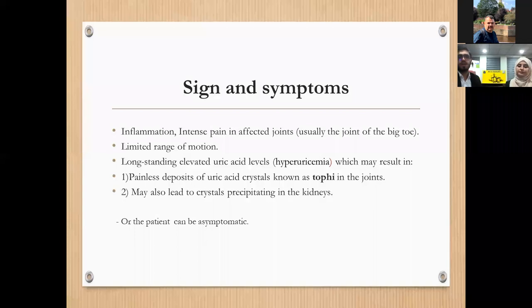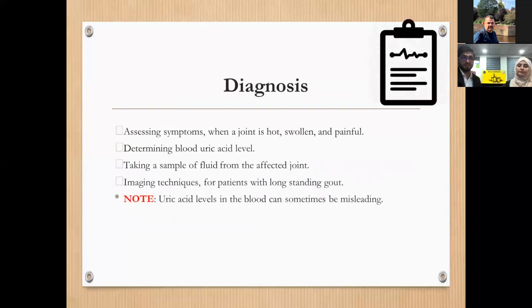Sometimes we have patients with gout who are asymptomatic. The problem with these patients is that follow-up with asymptomatic patients is most of the time neglected. The reason is that they don't develop signs and symptoms of gout attacks, but they are at high risk of developing kidney disease from crystals of uric acid precipitating in the kidney.